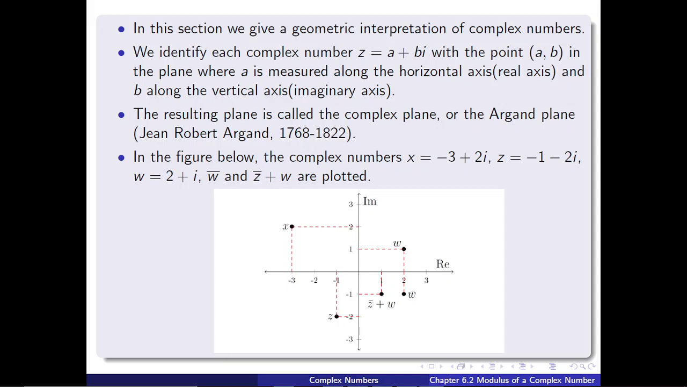And the name Argand plane comes from the mathematician Jean Argand.